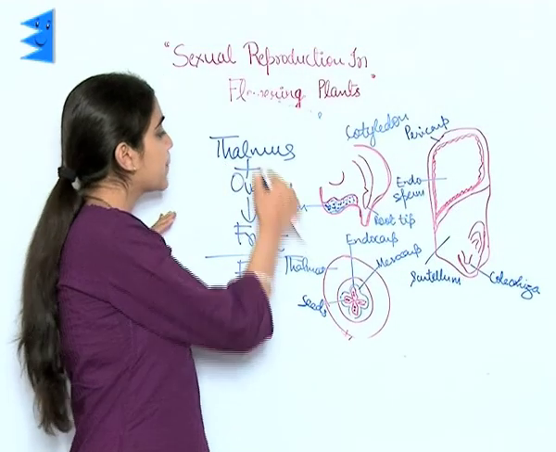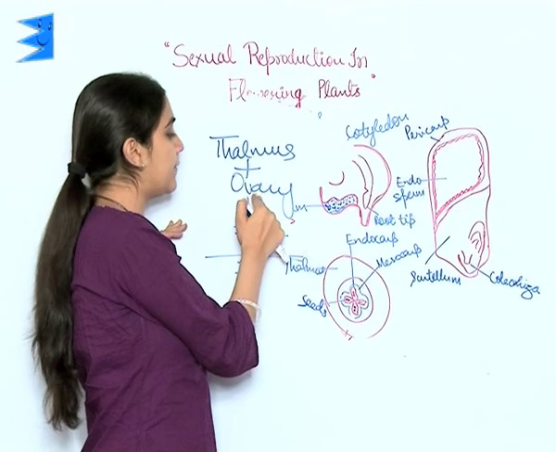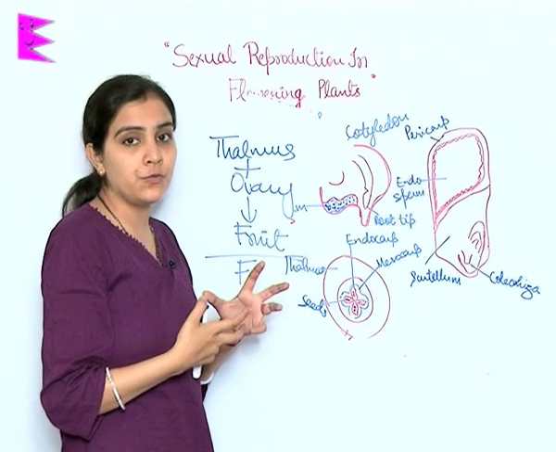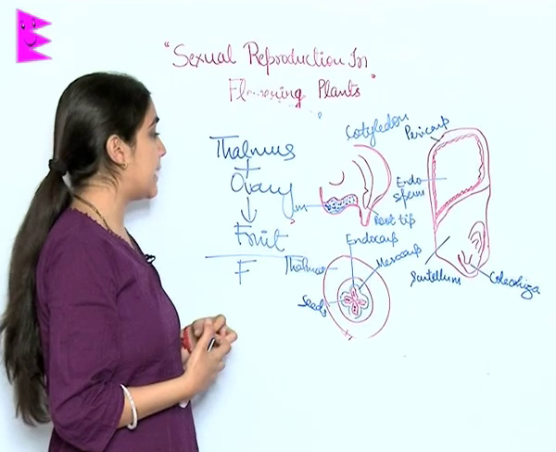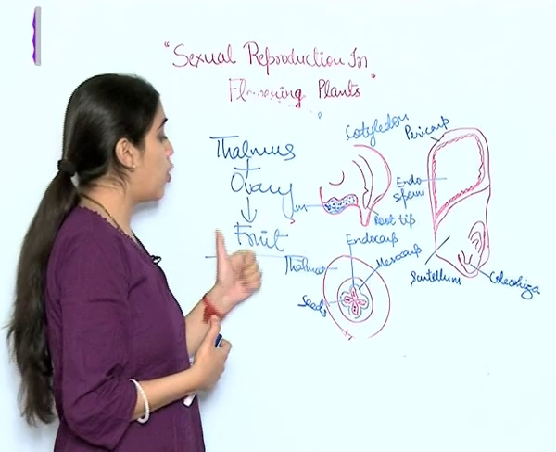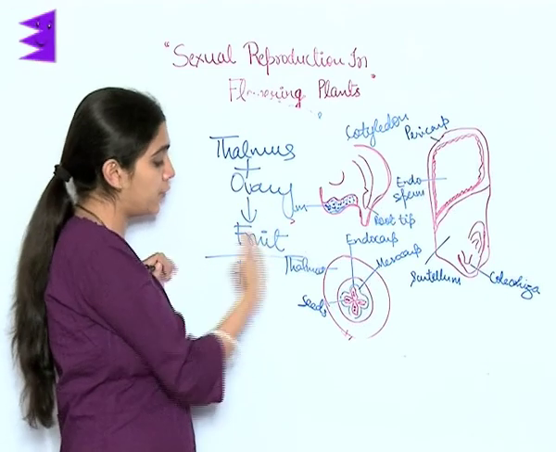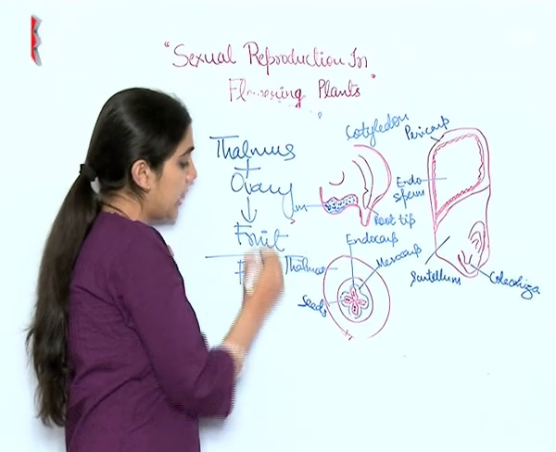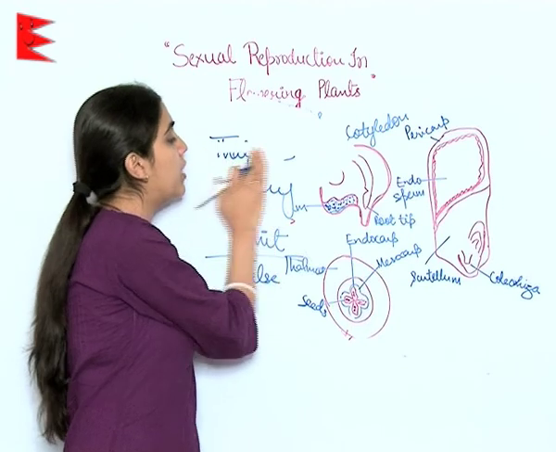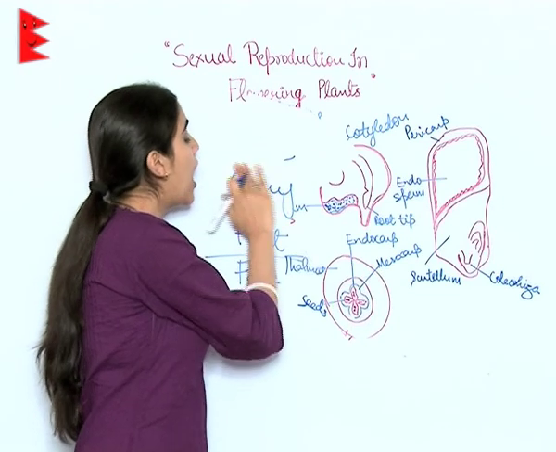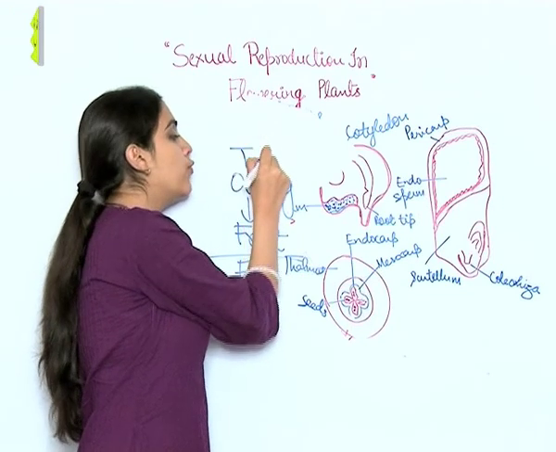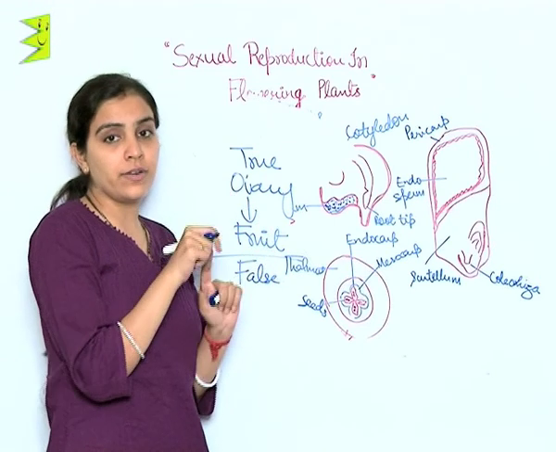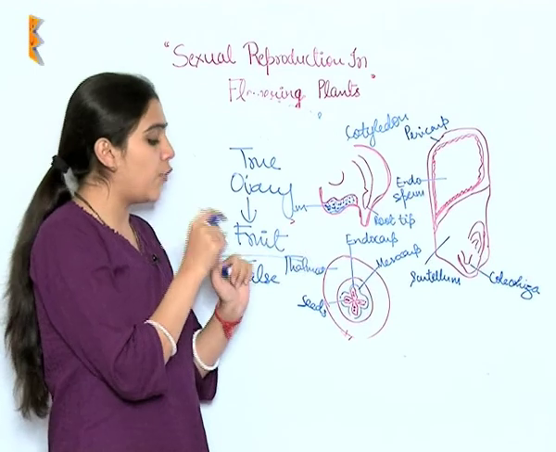Now, as the ovary develops into fruit, other floral parts degenerate and fall off. But in certain cases, thalamus plus ovary results in the formation of fruit. These fruits are known as false fruits. Fruits which originate only from the ovary are known as true fruits. Hence, fruits can be classified as fleshy and dry fruits, true and false fruits.